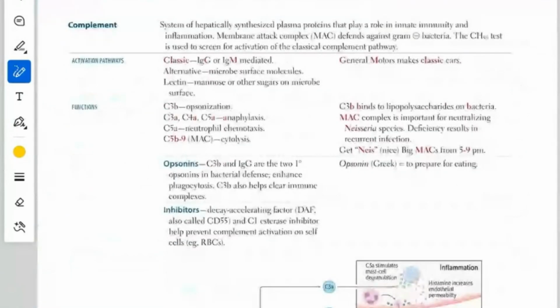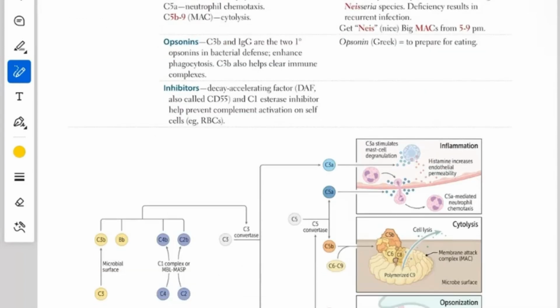Okay, so now moving on to complement proteins. We said there's a group of proteins that are produced by the liver, just like the coagulation factors, and they participate in innate immunity, right? One of the products formed by this complement system is the membrane attack complex. There are three main outcomes of the complement system.